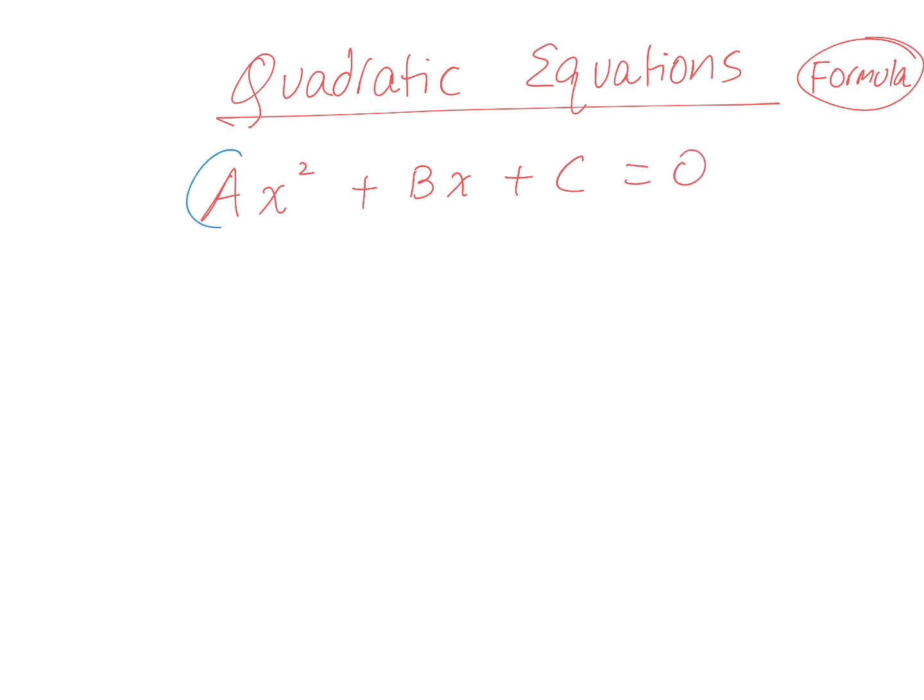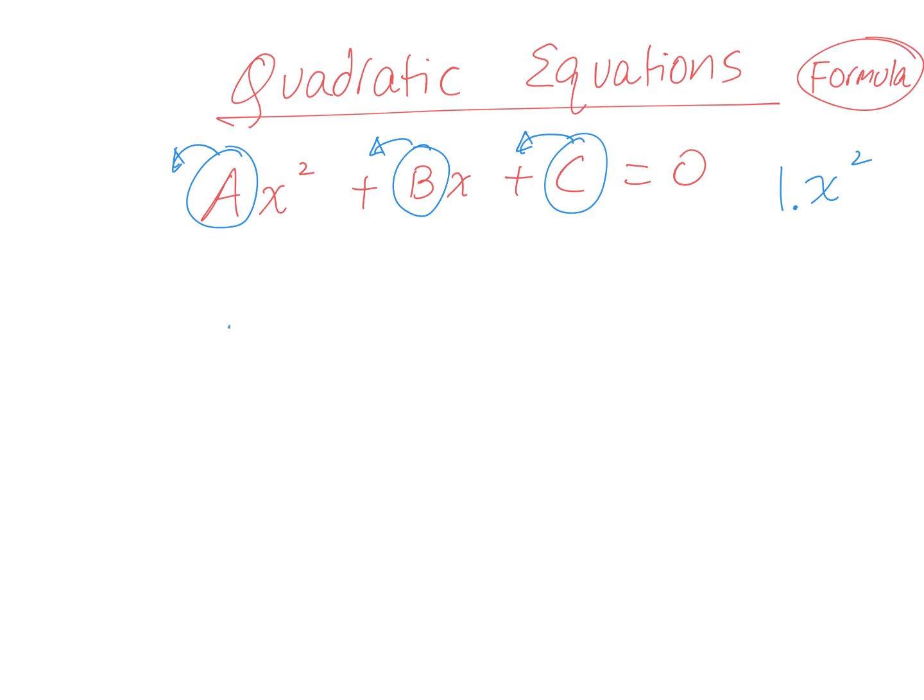Now the main things are a, b with the sign, and c with the sign. Similarly, even if a has a sign. If it's just written as x squared, that means there's a 1 in front of it. Okay, so let's take an equation.